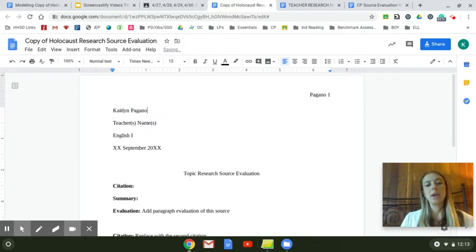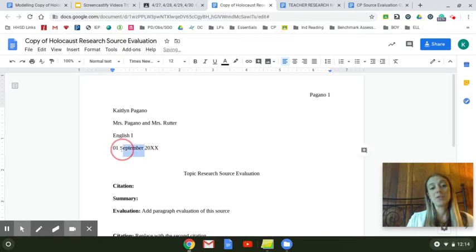carefully making sure I capitalize it. Underneath, I'm going to put my teachers' names. If you only have 1 teacher, me, then all you would put is Mrs. Pagano. But if you're in period 4, you also have a second teacher, so I would put Mrs. Rudder's name. English 1, that's done for me. And here I need to put the due date, and this due date would be Friday, which is actually the first day of May. Isn't that crazy? Already in May. And the date would be 2020.